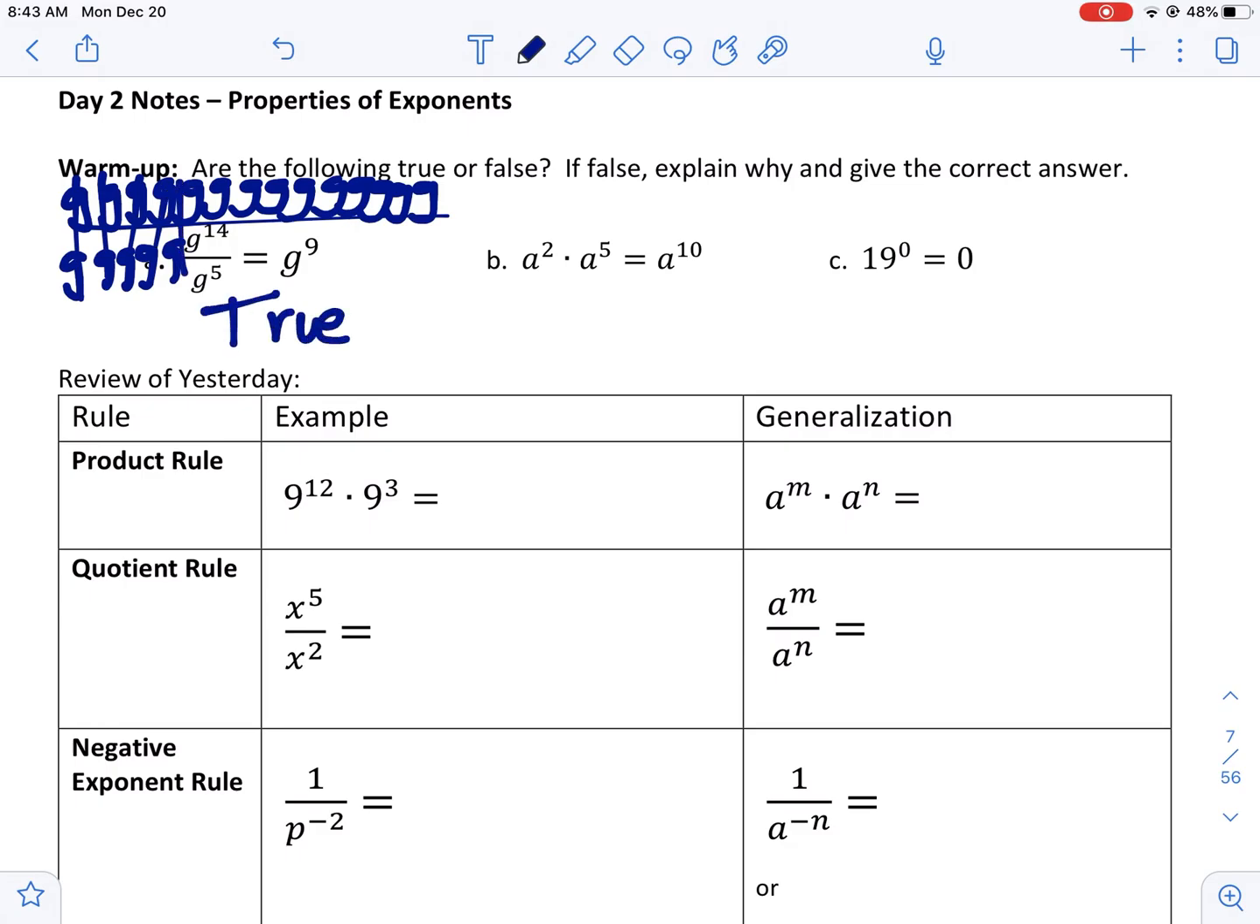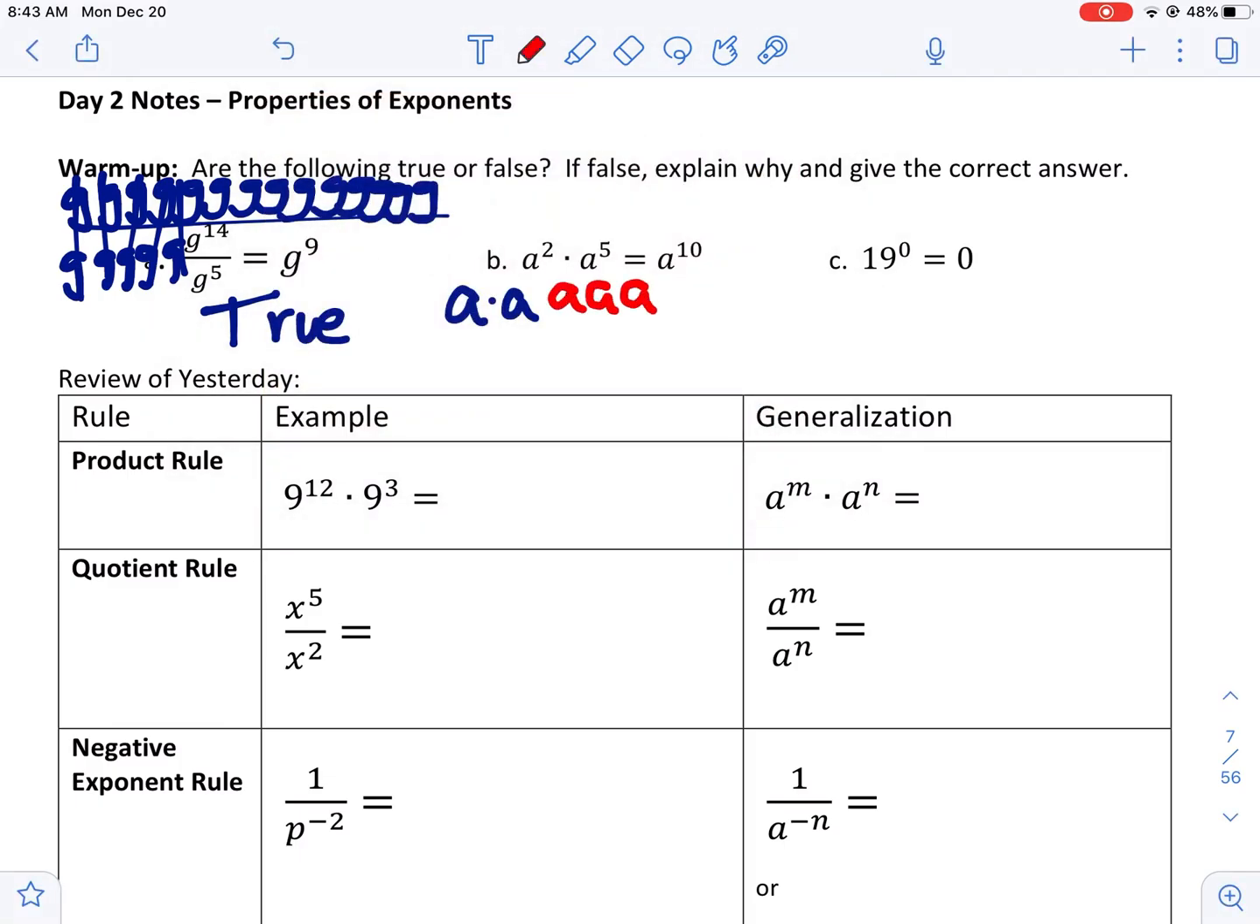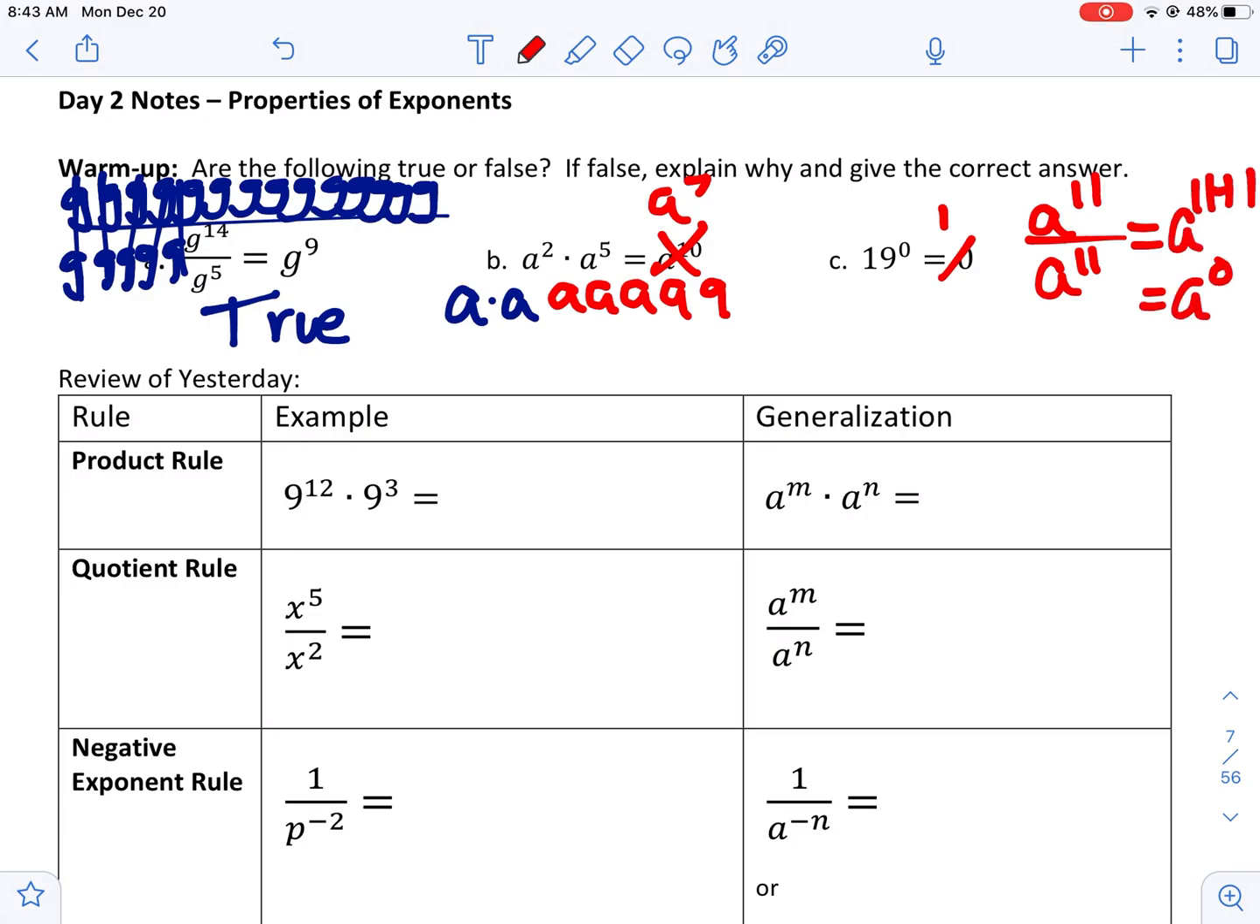So this is true. A to the 2 times a to the 5. So let's write it out. We've got 2 a's, and then we have 5 a's. So is that a to the 10th? Well, no, that's only a to the 7th. And anything to the 0 power? Well, we learned yesterday that anything to the 0 power is 1, because a to the 11th over a to the 11th, we subtract. So that's a to the 0, but we know this equals 1.